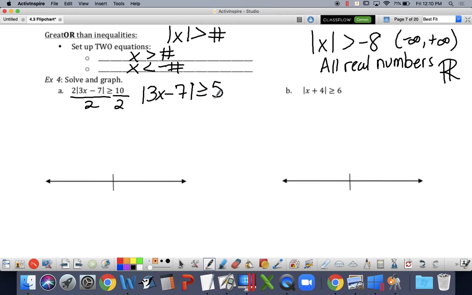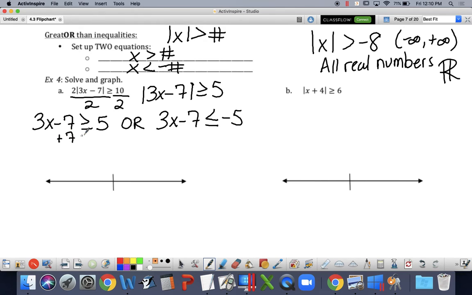And this one ends up being a little bit more work because you've got to set up these 2 separate inequalities and solve them separately of themselves. So my first one is 3x minus 7 is greater than or equal to 5. I write it just as it's written right now. And then my other inequality is going to be 3x minus 7 is less than or equal to negative 5. Right? We flip the sign and we change the number to be negative. And then I just solve them independently of each other.